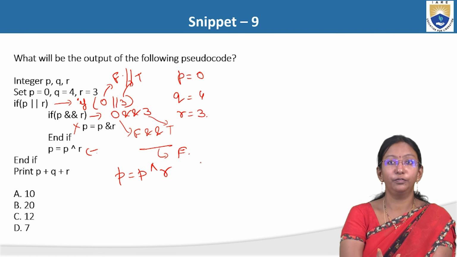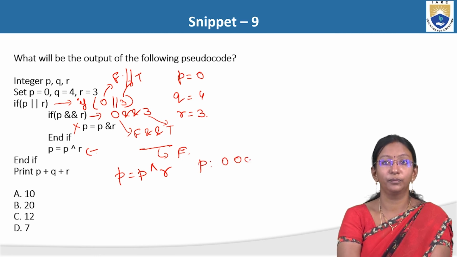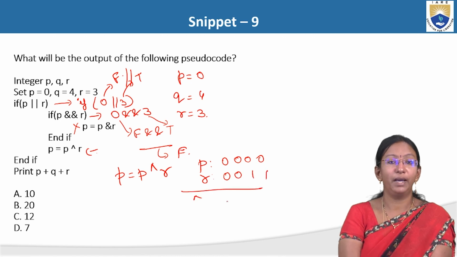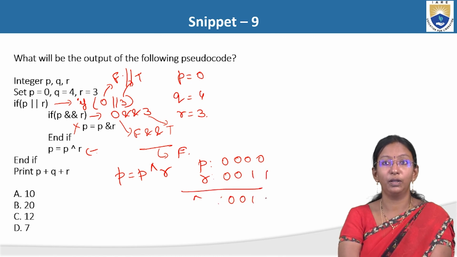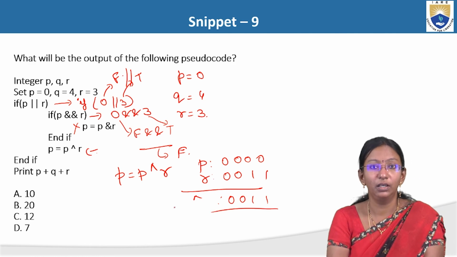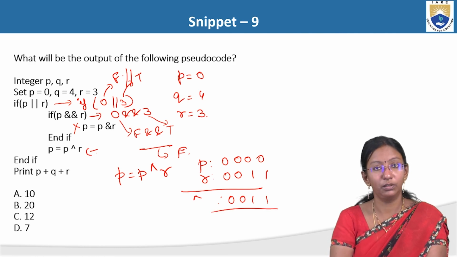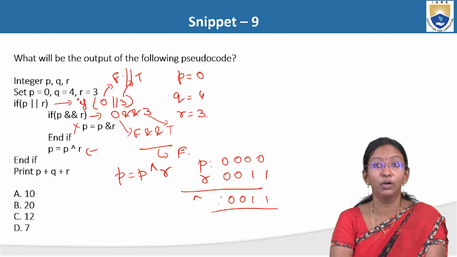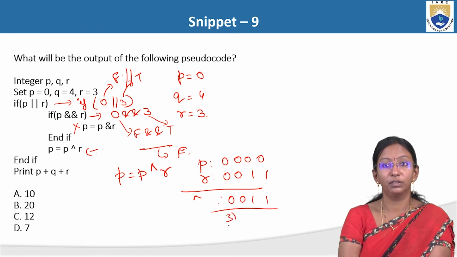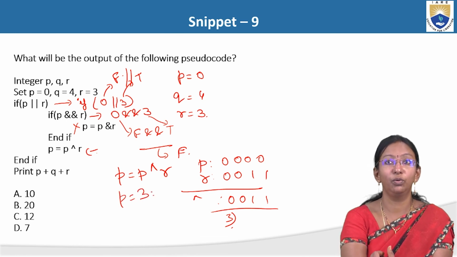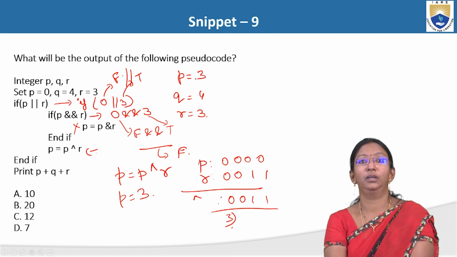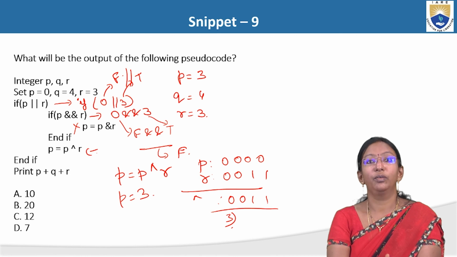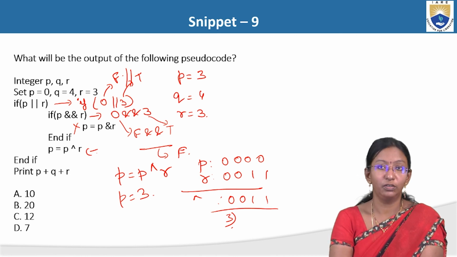Right? What is the value of p? It is 0. r is 3, 0 0 1 1. And you perform XOR 0 0 1 1. What did I tell about XOR? If the data is different in nature, the result will be 1. If it is the same, it will be 0. So the result of this is 3, right? So now p is overwritten by 3. It is no longer 0. Guys, let me change it in memory. It is 3. Okay, so p got a new value which is 3.